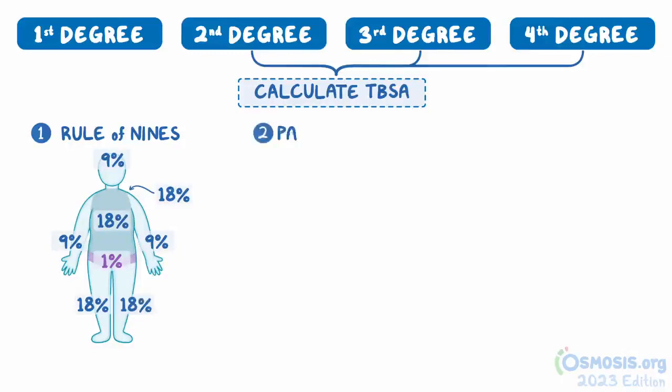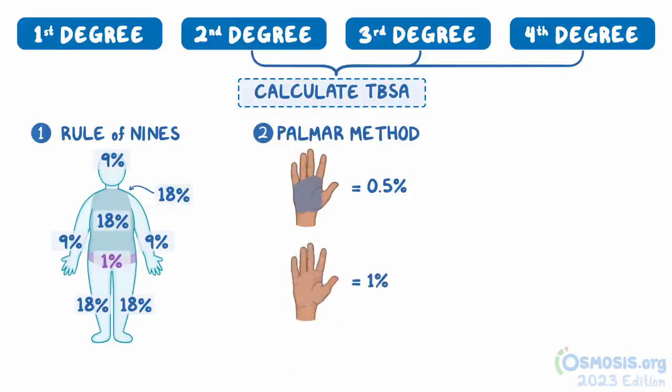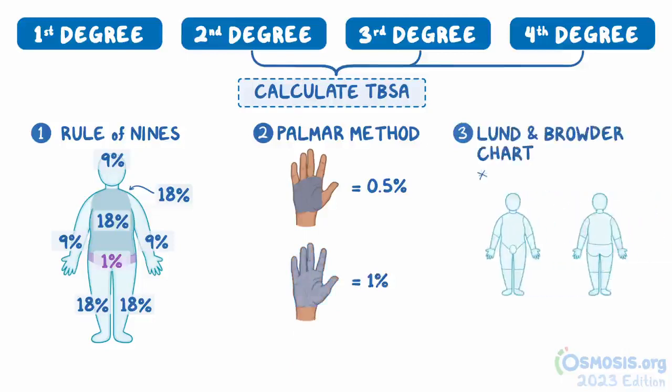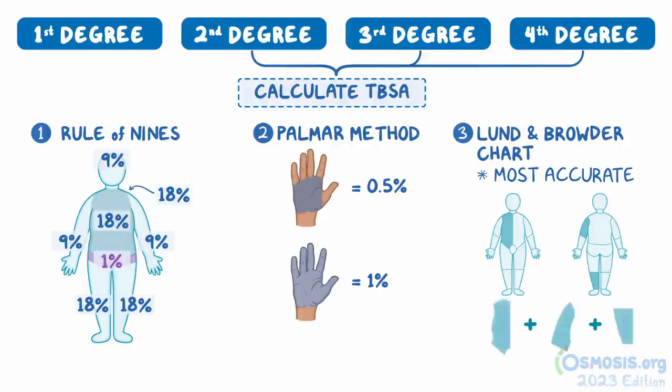Another method is the Palmer method, which involves estimating the affected area based on the size of the patient's palm, which represents 0.5% of their BSA, or their hand, which represents 1% of their BSA. The last method, called the Lund and Browder chart, is the most accurate but lengthy method. Here you mark an outline of the burn on printed body diagrams, calculate the affected area in each region, and add all the areas to obtain the TBSA.